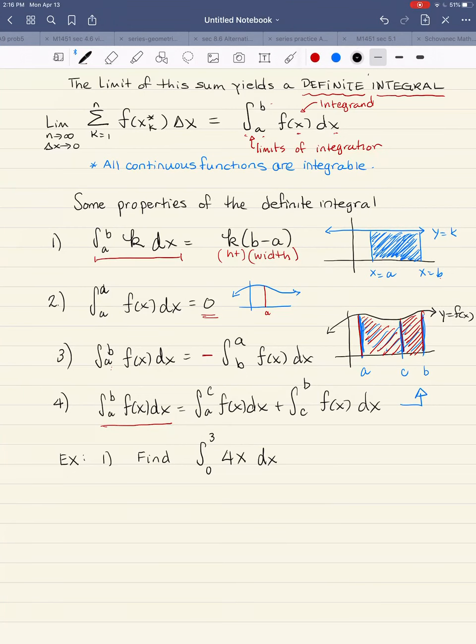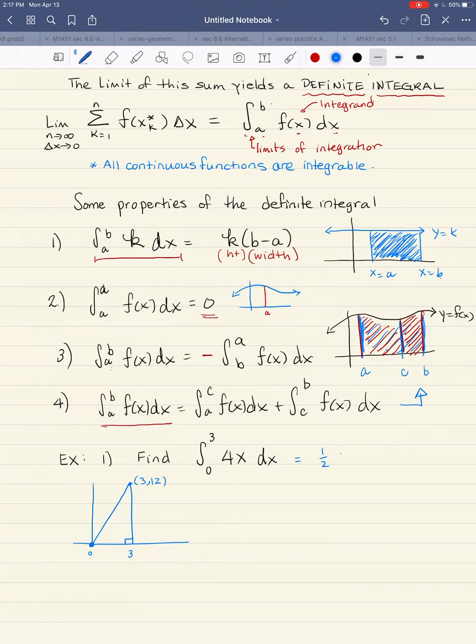So here's some little short examples. We're going to interpret these as area. So in problem number 1, we're finding the area beneath the curve y is equal to 4x from x is 0 to x is 3. When x is 0, y is 0. When x is 3, y is 4 times 3, which is 12. That's a straight line. And so I'm asking you to find the area of this right triangle.